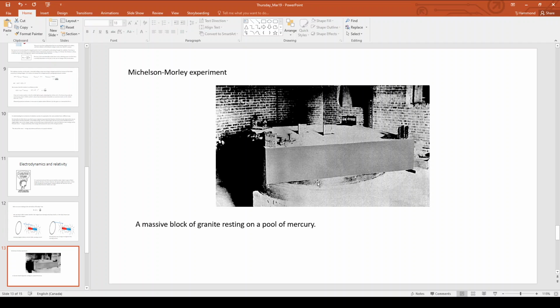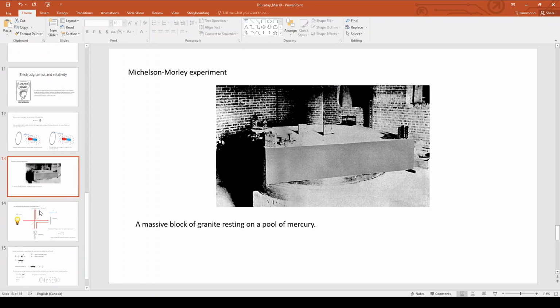And underneath it here, it's actually floating on a bed of mercury, or a pool of mercury. So this thing is incredibly stable. And considering this was done in the late 1880s, it's quite a feat to be able to make this thing so incredibly stable. And it'll make sense in a second why this is sitting on a pool of mercury, and that will be in this slide.